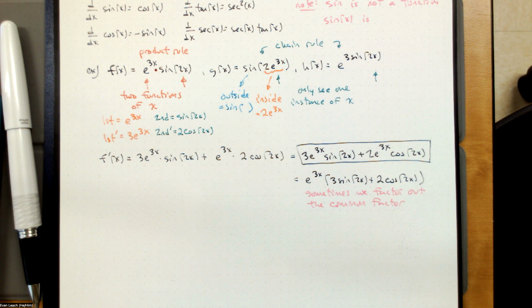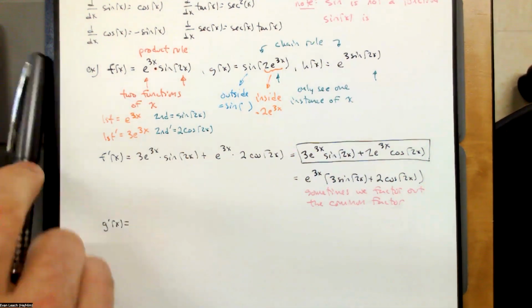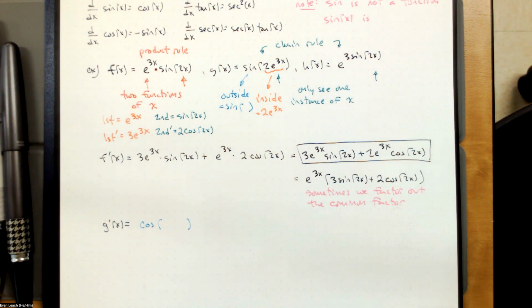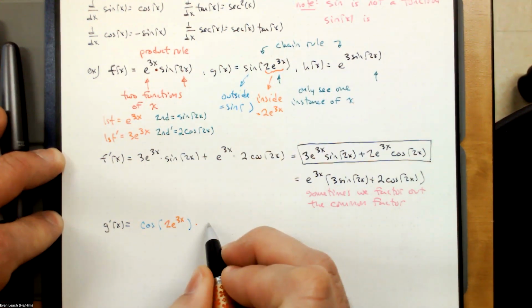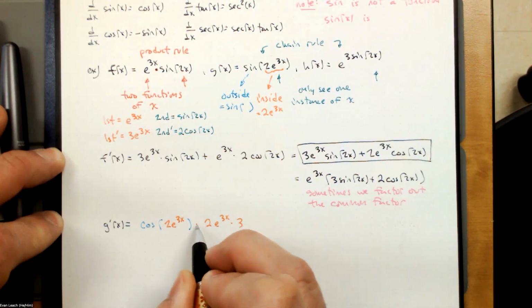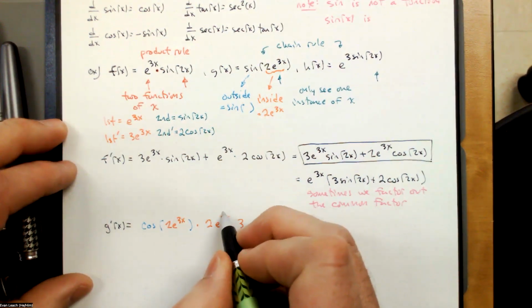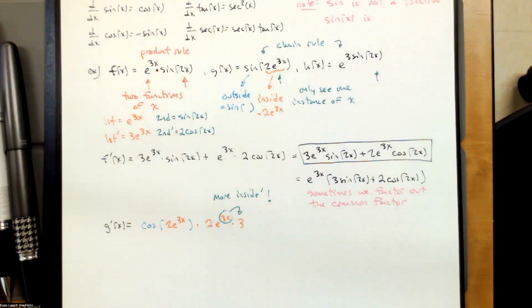When we read inside, outside, and we say that the outside is sine of stuff, that's when we go into our memory banks. Remember that the derivative of sine of something is cosine of that thing. The derivative of sine of stuff is cosine of that stuff. So for g prime, the derivative of sine of some stuff is cosine of that stuff, times the derivative of that stuff. The stuff that's inside is a 2e to the 3x. And then we have to multiply by the derivative of the inside, which is going to be 2e to the 3x times another 3 for the chain rule. So that first 2e to the 3x is the first derivative of the inside, but the 3x is also another derivative of the inside. So there's more derivative of the inside.